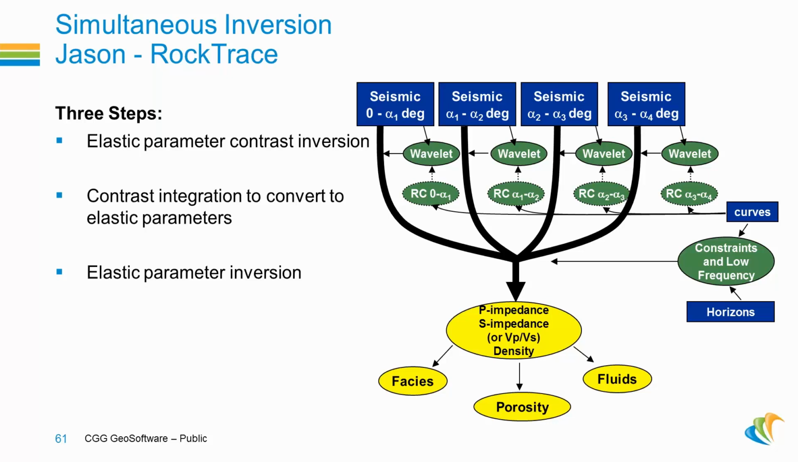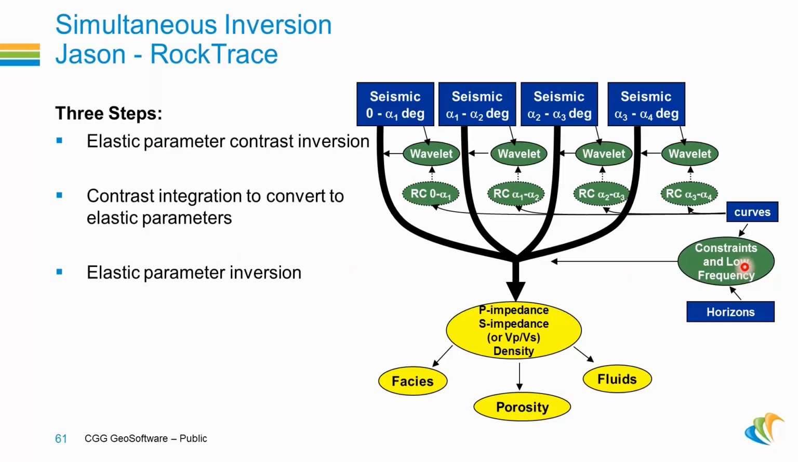But going forward for quantitative inversions, we go for simultaneous inversion. In Jason, we use RockTrace, and in RockTrace, we import all the angle stacks, which could be gathers or angle stacks. For each angle stack, we calculate a wavelet for that specific angle stack. And within the process, these three steps are done. We estimate contrast for the parameters from the inversion. One contrast means reflectivity, for example. And these reflectivities or contrasts are converted to elastic properties later on.